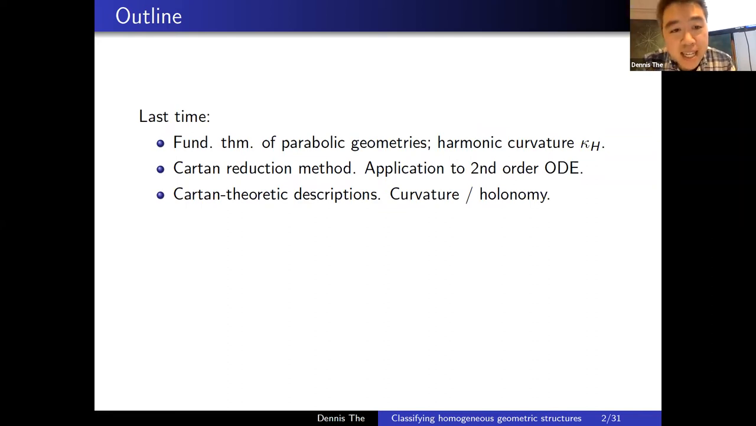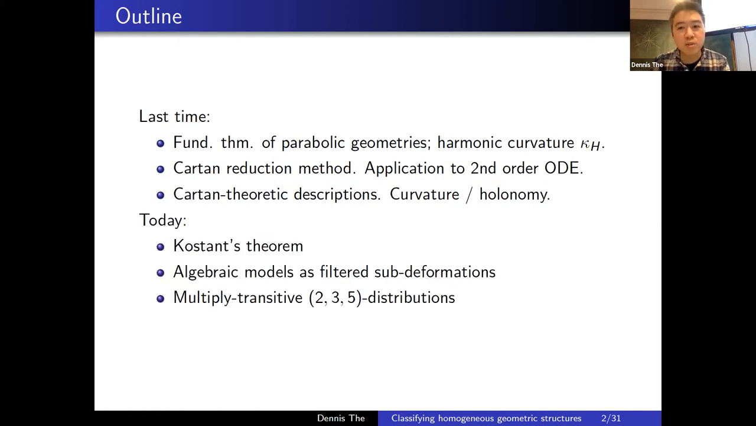I also emphasized the difference between so-called Cartan theoretic descriptions and coordinate models or Lie theoretic descriptions. The nice thing about Cartan theoretic descriptions is that you can access some basic information when one wants to ask about homogeneous structures. So for instance, curvature. What is the curvature of this model? What is the holonomy of this model? Things that are not so obvious or easy to access if you're just given a coordinate model or Lie theoretic description. Okay, so where do I want to go today?